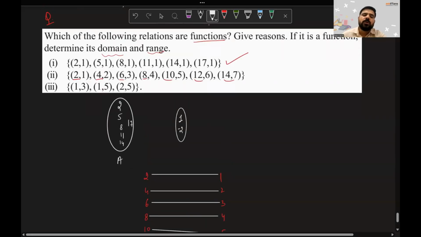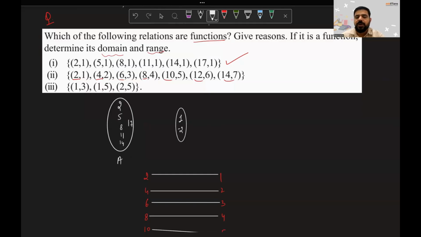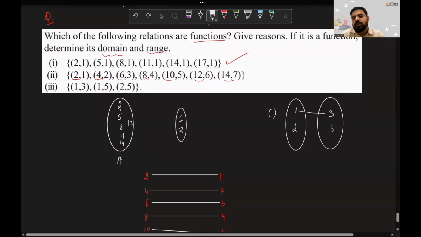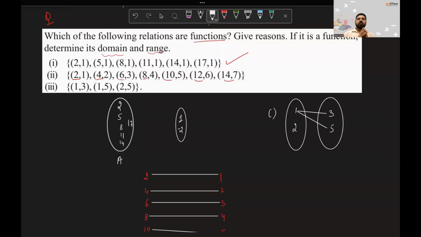What do we have in the last part? (1, 3), (1, 5), (2, 5). If I draw the arrow diagram for this, we'll have 1 and 2 here, and in the other set, rearranging this, we have 3 and 5. 1 is mapped to 3, and 1 is mapped to 5 also. I think we should stop our hunt right here, because one element is mapped to more than one element. Definitely not a function.